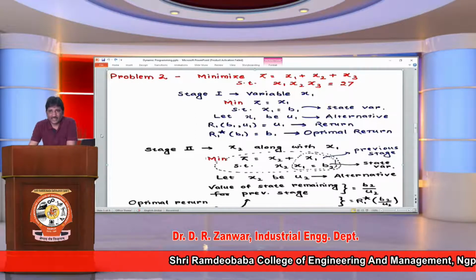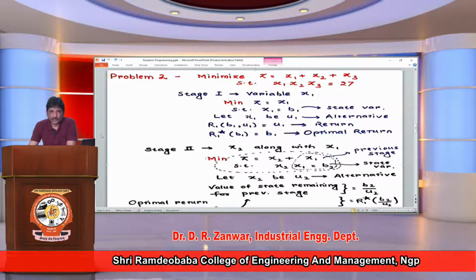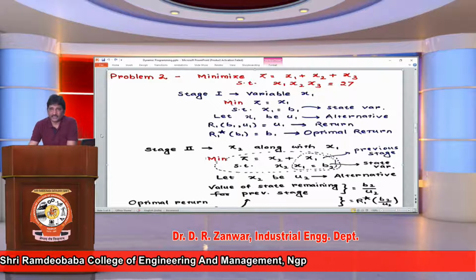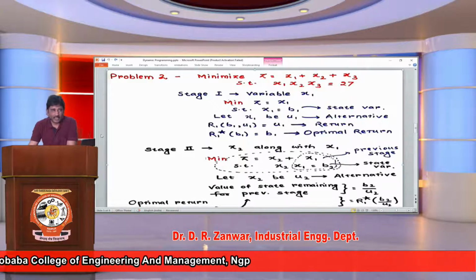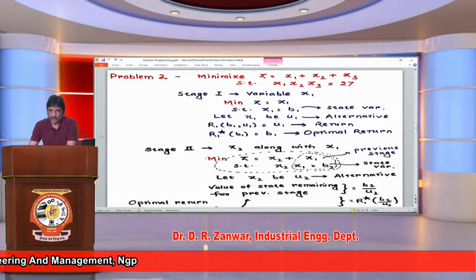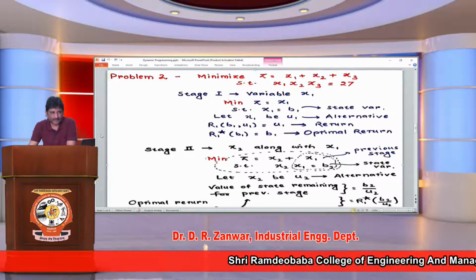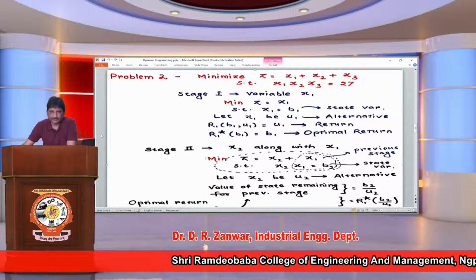Again, going in the similar way, in the first stage we'll be considering variable x1 only. In the second stage we'll be considering variable x2 along with x1, and in the third stage we'll be considering variable x3 along with previous stage variables x2 and x1. Okay, now that you have understood the previous problem, understanding this won't take much of the time. So going to stage 1, variable x1.